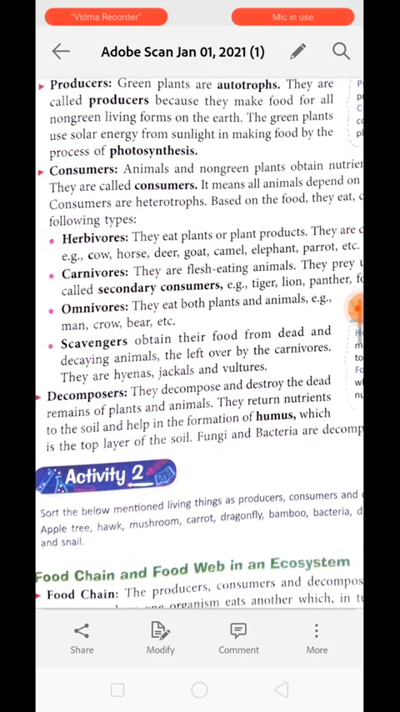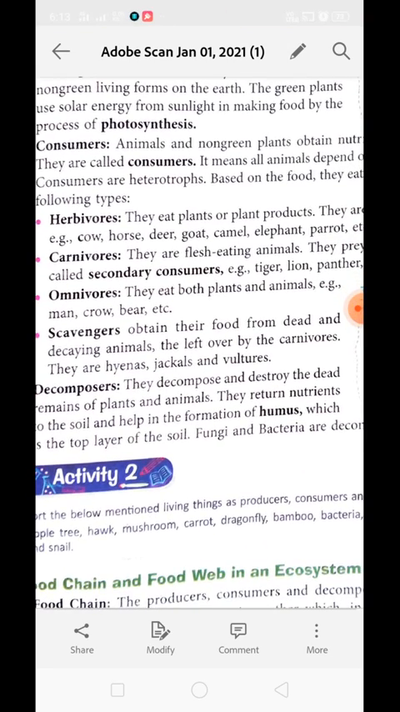The first is herbivores. Herbivores means those organisms which take their food directly from plants and plant products. They are called primary consumers because they are the ones who first feed on the plant. Examples of primary consumers are cow, horse, deer, goat, camel, elephant, etc.